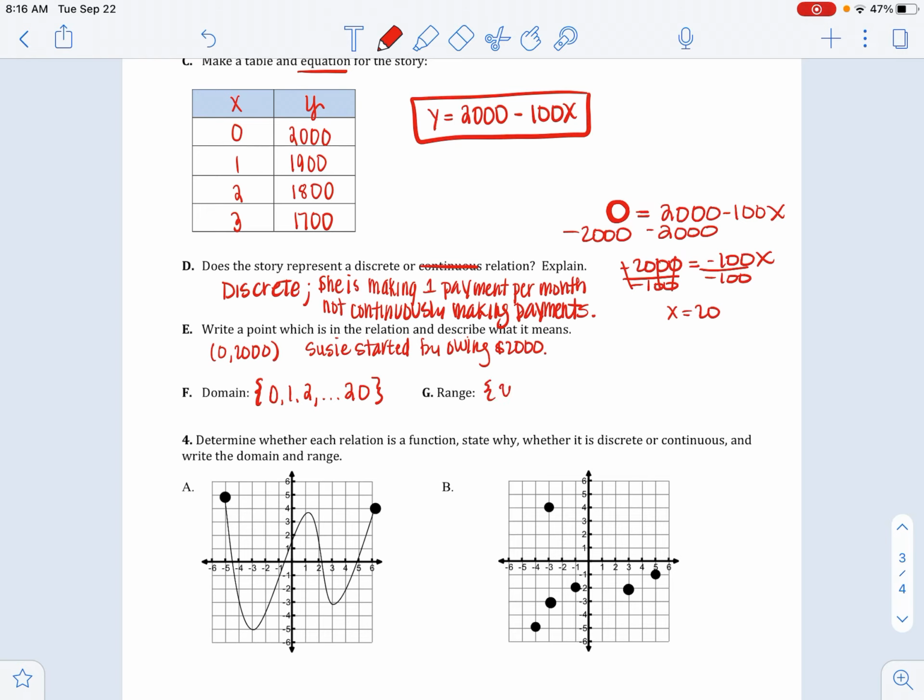All right, my range, here's where people make mistakes. They start at 2,000 and then they go to 1,900 and keep going, blah, blah, blah. It's lowest to highest. So I'm going to do that she'll owe $0, $100, $200, and at the most she'll owe $2,000. See that?